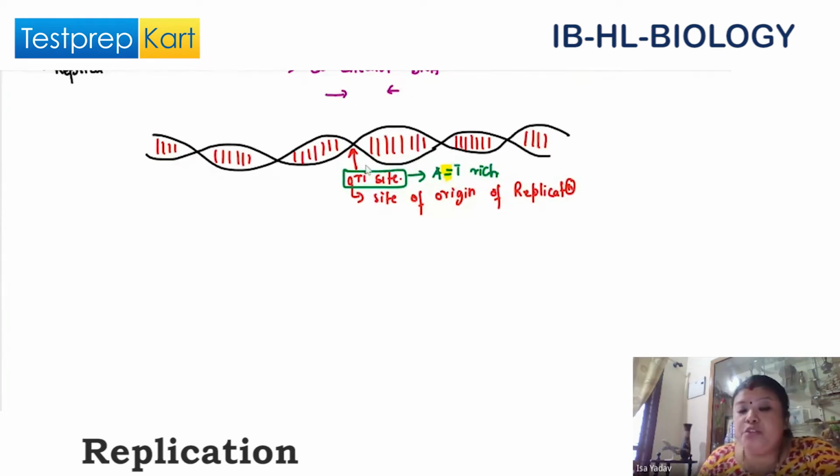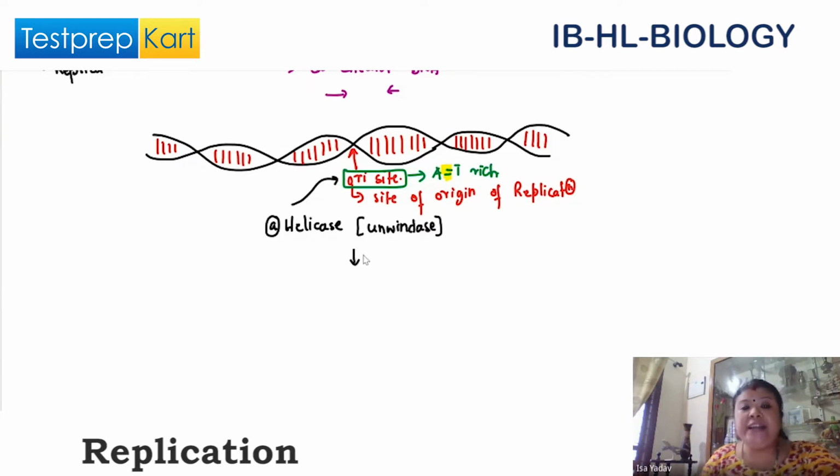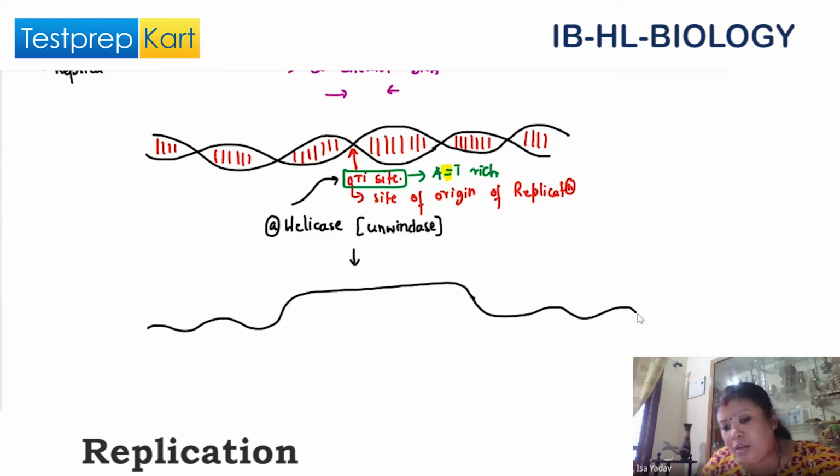Now see. So adenine thymine rich. So here the first enzyme is called the helicase enzyme or unwindase. Helicase will come and attach on the ori site, and what it will do is that it will break the hydrogen bonds. So once it breaks the hydrogen bonds, this is what the DNA would look like.